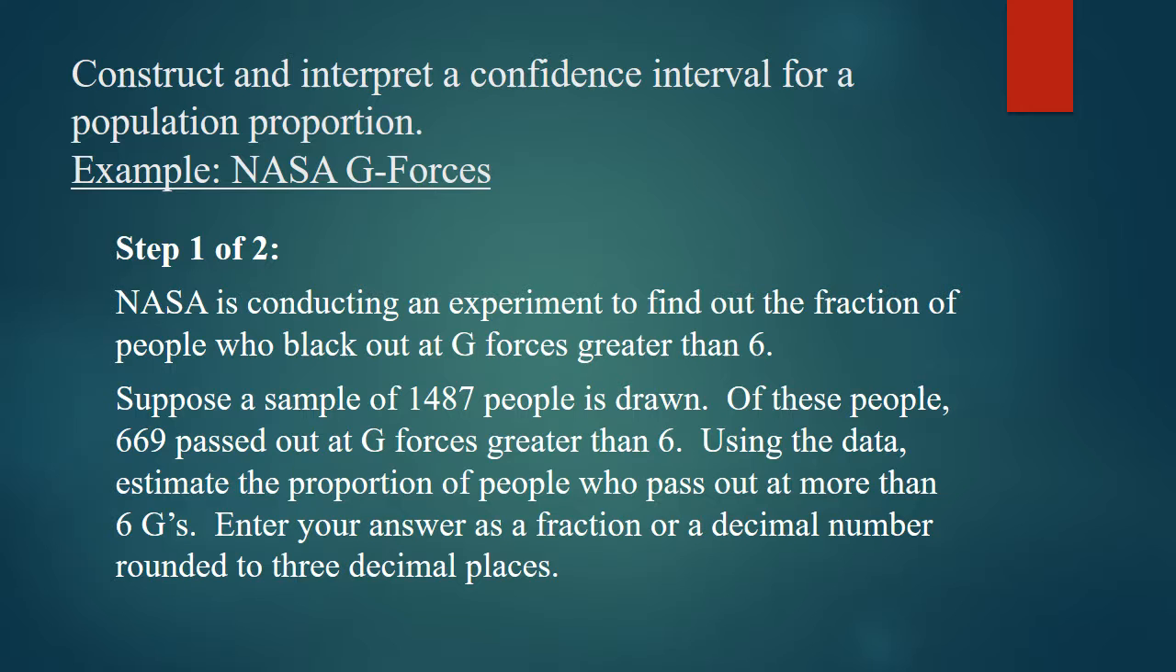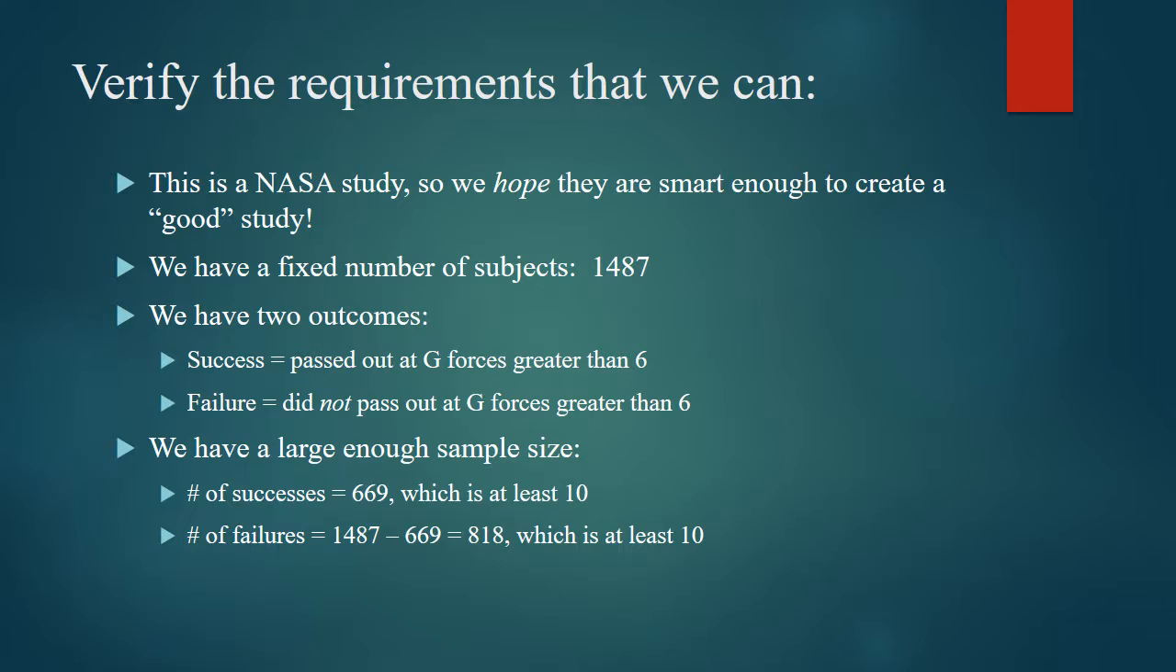So again, we know this is a proportion problem because we are asked to find out the fraction of people who black out at G-forces greater than 6. We want to verify the requirements that tell us that we are able to use the techniques and have meaningful results. So this is a NASA study. We're going to hope that NASA, these guys are rocket scientists, are smart enough to create a good statistical study.